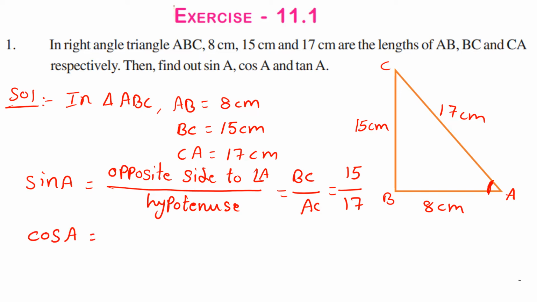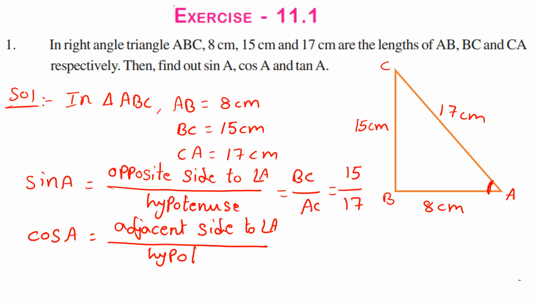Cos A equals adjacent side to angle A by hypotenuse, right? So what is the adjacent side to angle A? That is AB. AB by AC. What is AB? The length of AB is 8 centimeters, and AC is 17. So that is 8 by 17. That is cos A. Now tan A.